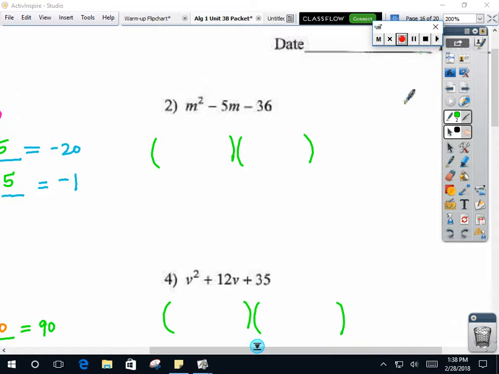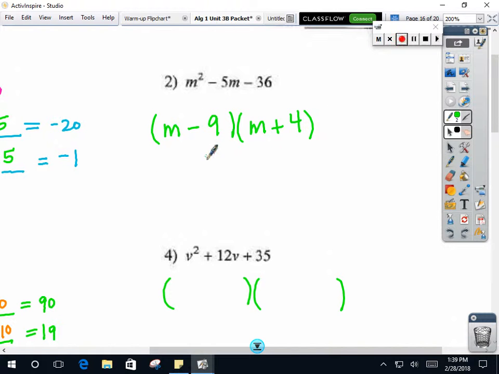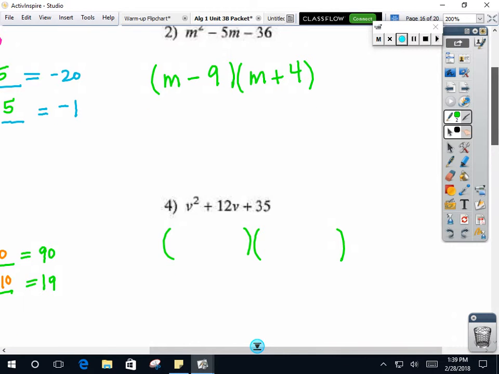Okay, number 2. Who wants to give me their answer for number 2? Okay, Zaire? Correct. Because the negative 9 times 4 is negative 36, and negative 9 plus 4 is negative 5. Okay? Now, if you wrote m plus 4, then m minus 9, that's also correct. It's the same thing. Who wants to give me their answer for number 4?